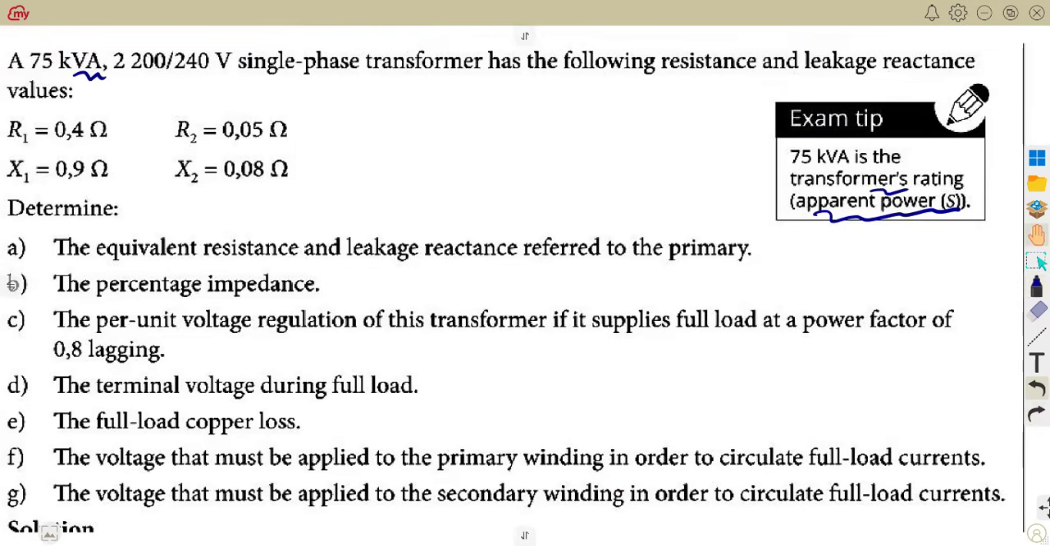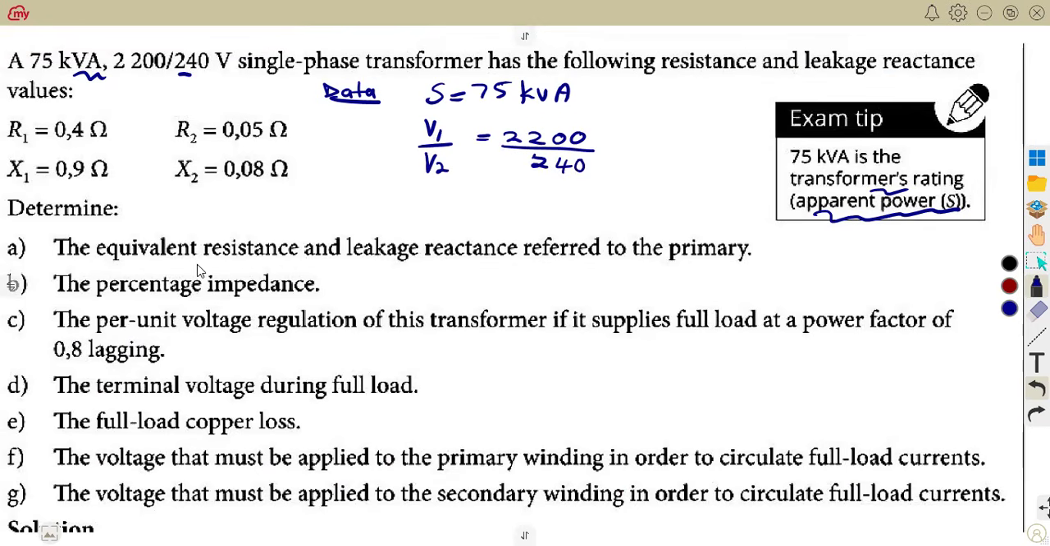So they were given, according to our information, and also this other part that we are given. So that is our S, which is 75 kilovolt amperes. 2,200 over 240. They were given V1 over V2, which is simply 2,200 over 240. We have V1, we have V2. It's a single phase transformer. Still working with a single phase. Here are the following resistance and the leakage reactance values. We are given this R1, R2, and so forth.